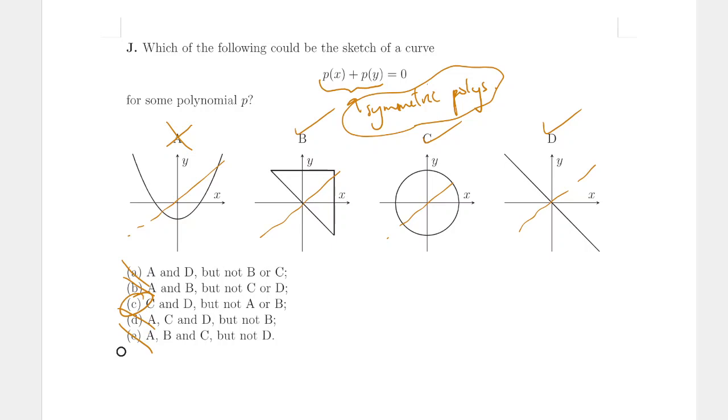Okay, but it says C and D, right? It says not A or B. Okay, so why is B also not okay? Let's have a think. All right, so let's just think about a random segment of the graph. Okay, so say the graph is this chunk. Yeah, think about this chunk.